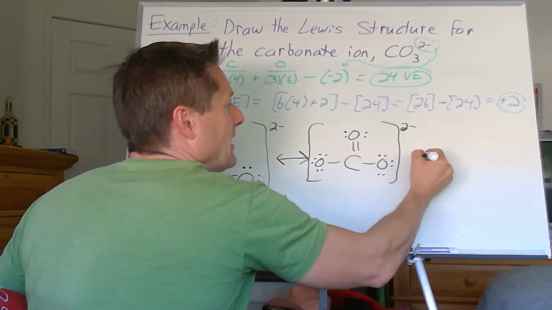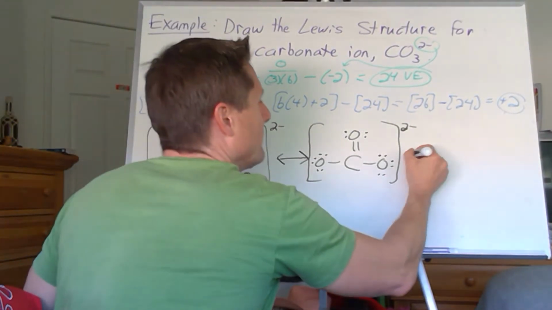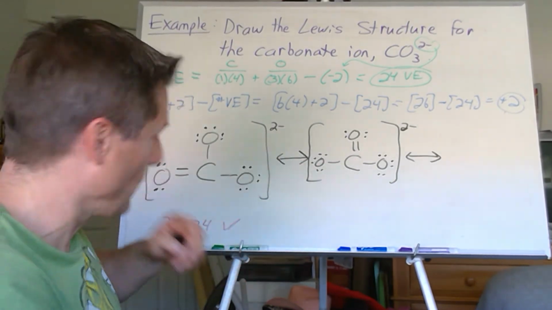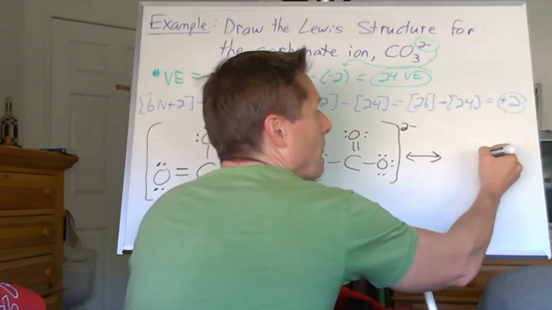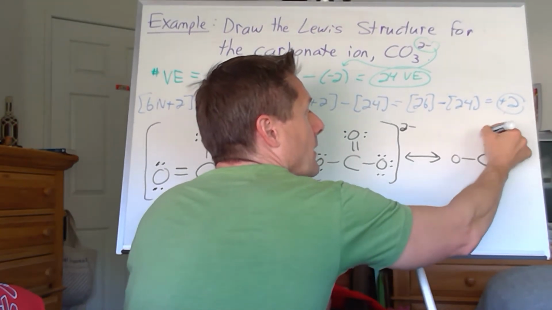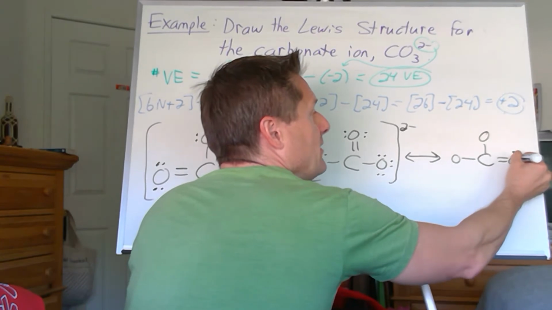And unfortunately, there's a third one. If you want to put the third one down there, kind of make a triangle, that would work as well. And that will have the double bond on the right-hand side. Like so. Complete your octets.